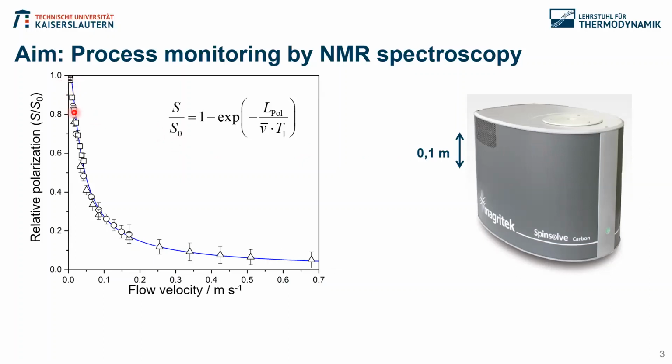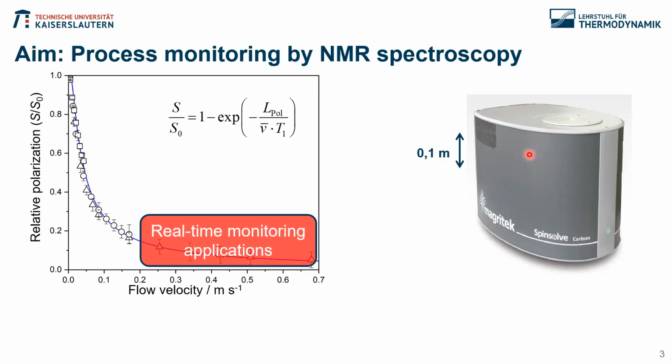Here we did an experiment with a small capillary and water, and you see that with higher flow rates, we have a very high drop of the relative polarization, because in these benchtop NMR devices, we have only a prepolarization length of about 10 centimeters. That's very tiny compared to a high field magnet. But if we think of fast reaction monitoring, these are exactly the flow rates that we are interested in.